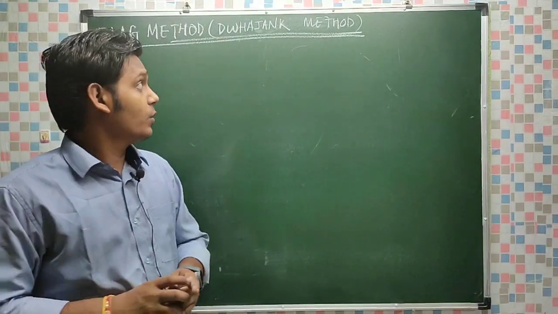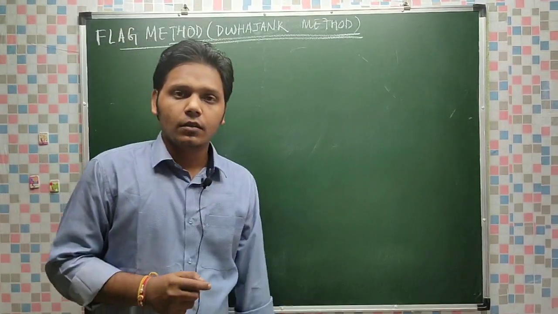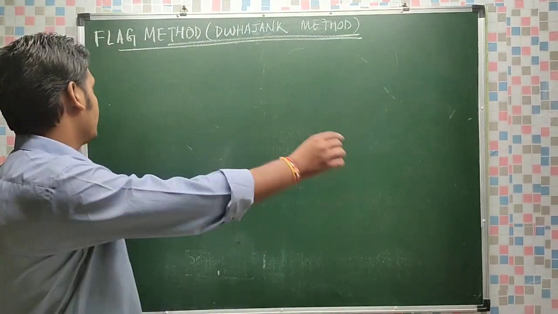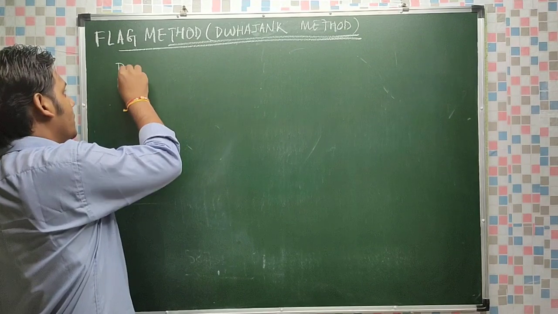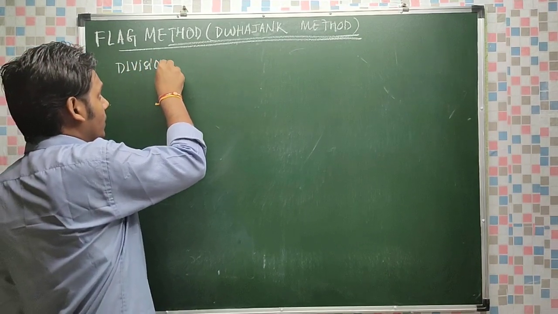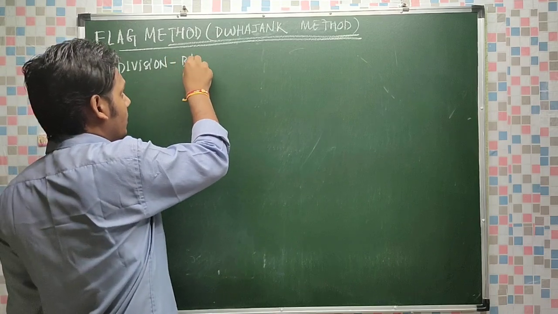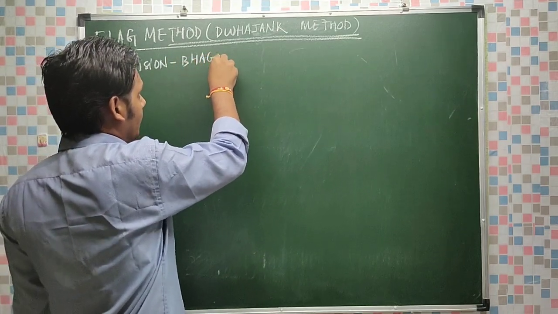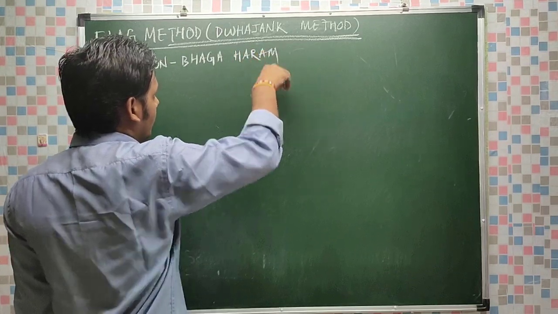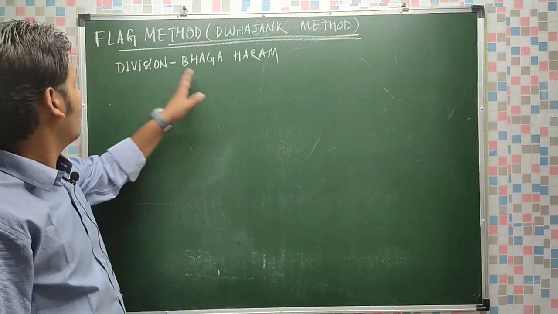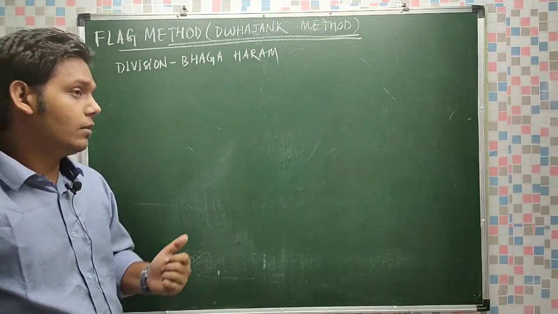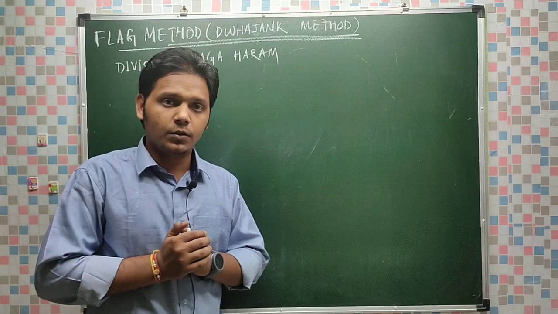So in this video we are going to learn about the flag method, which is also called the Bhajang method, and division. Division means Bhagaharam. The Sanskrit term for division is Bhagaharam. So a question may come. Division means Bhagaharam, flag method means Bhajang method, and with the flag method, what type of calculation can we do?